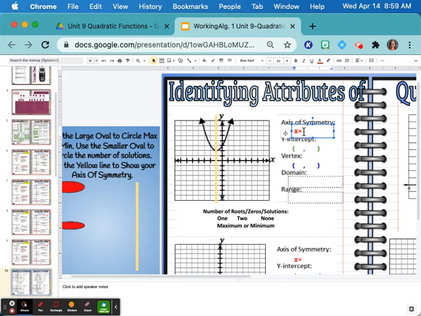The axis of symmetry is written as x equals some value. So x equals, in this case, the axis of symmetry goes through the x-axis at -1. So x equals -1. Our y-intercept, where does it cross the y-axis? Let's see. 1, 2, 3. So (0, 3).